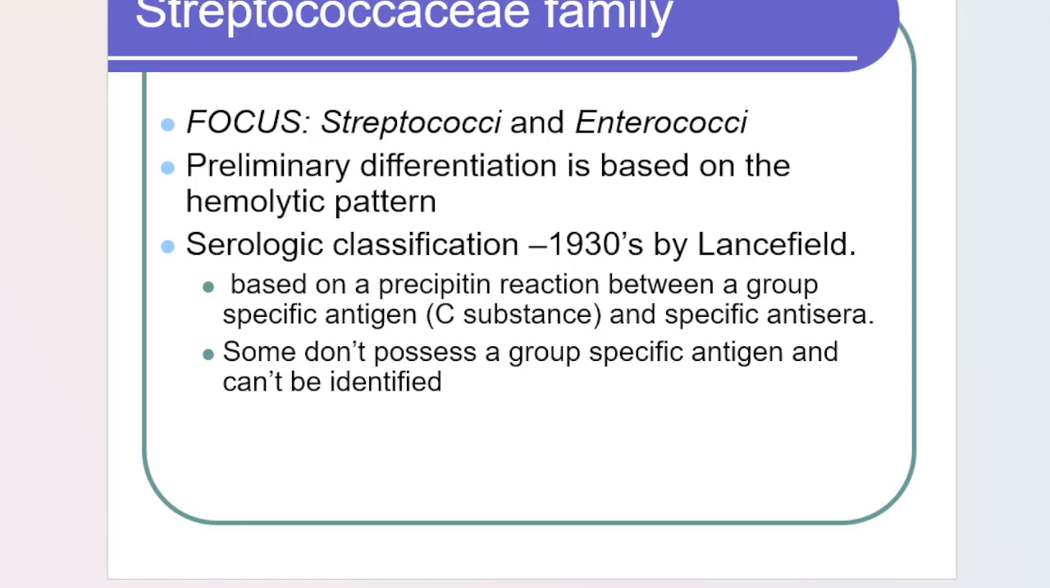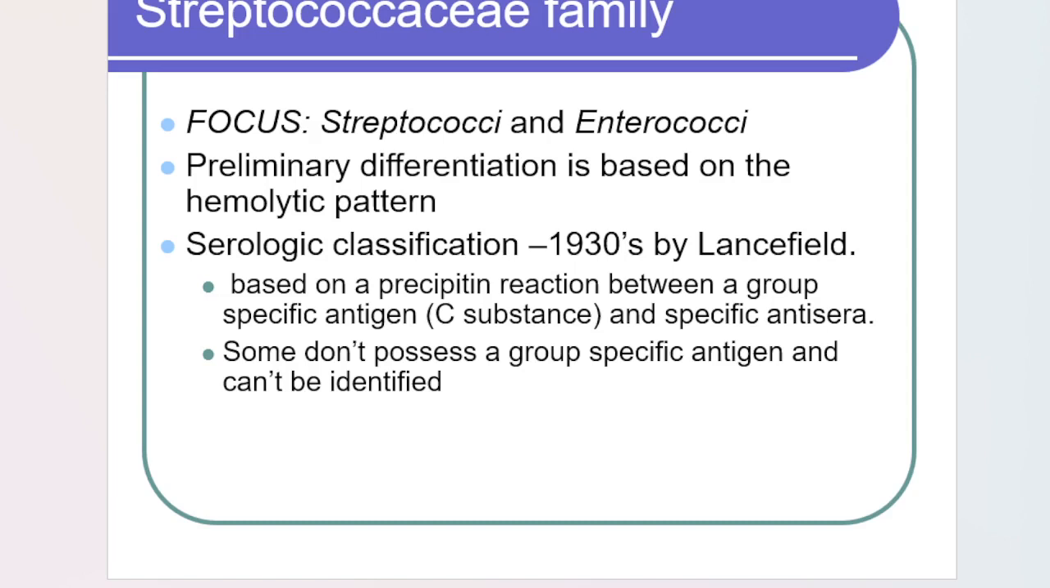So, our focus, as said, is Streptococci and Enterococci. Preliminary differentiation will be based on hemolytic pattern. So, we have beta, alpha, and the non-hemolytic or gamma. If we have beta hemolytic streptococci, there are two major groups: the GAS, group A streptococci, and the GBS, group B streptococci.